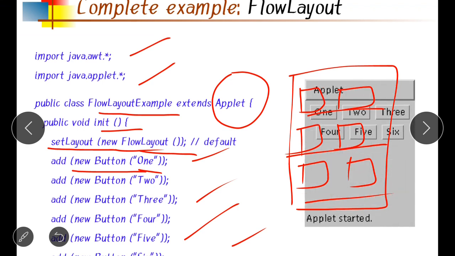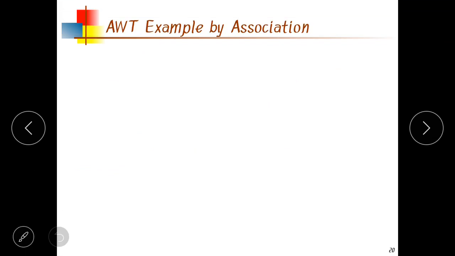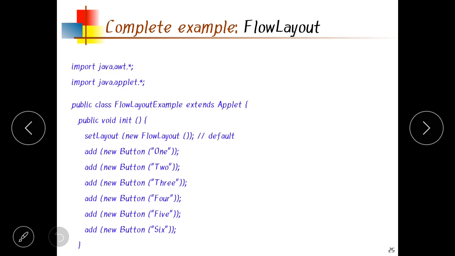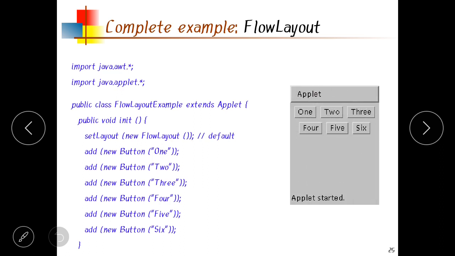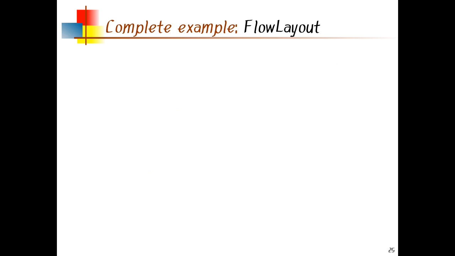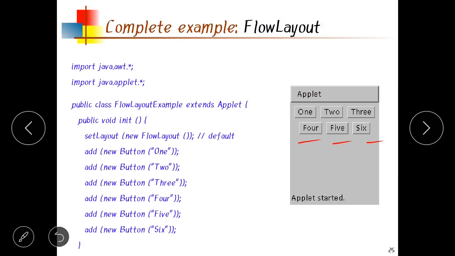So when you execute this program, finally you will get the output like this. So this is one button, this is second, this is third button, and this is fourth button, fifth and sixth button.